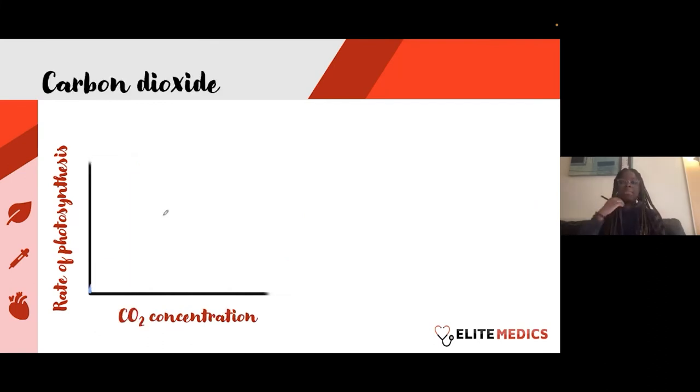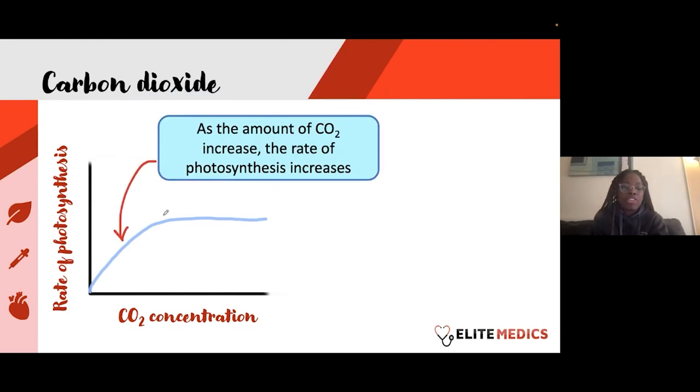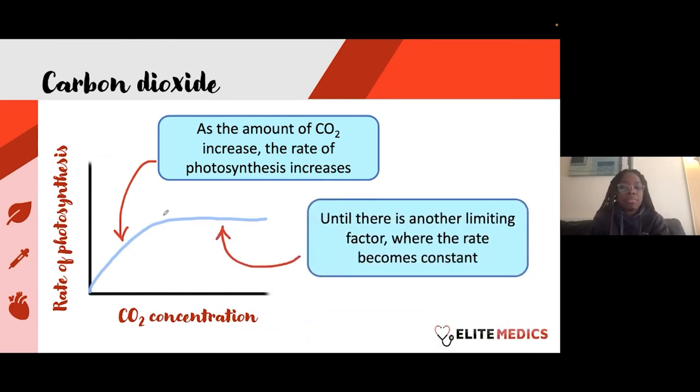Again, the same thing happens for carbon dioxide. So we have the rate of photosynthesis and the carbon dioxide concentration. As the amount of carbon dioxide increases, the rate of photosynthesis also increases until it becomes a limiting factor and the rate becomes constant. So increasing the carbon dioxide concentration, doubling it, tripling it, multiplying it by 1,000, by 1,000,000, will not make a difference, because I've now effectively gone to the max of what my carbon dioxide concentration can do for the rate of photosynthesis. At this point it plateaus, the rate is constant, and it stays the same. So at this point, I have to change another factor for the rate of photosynthesis to increase.